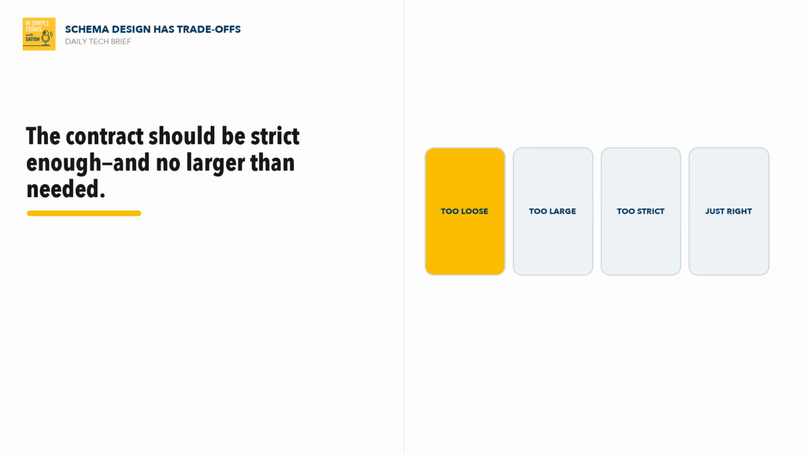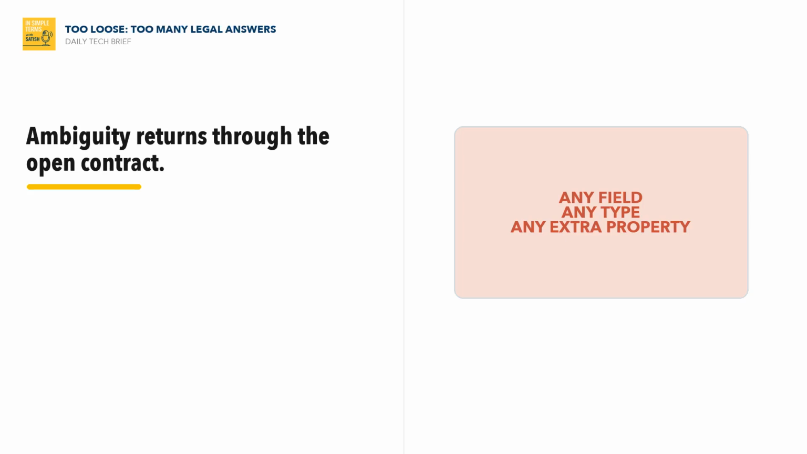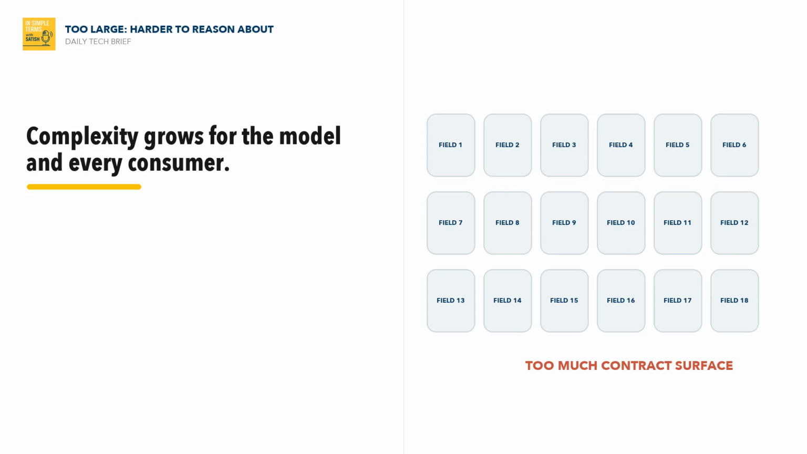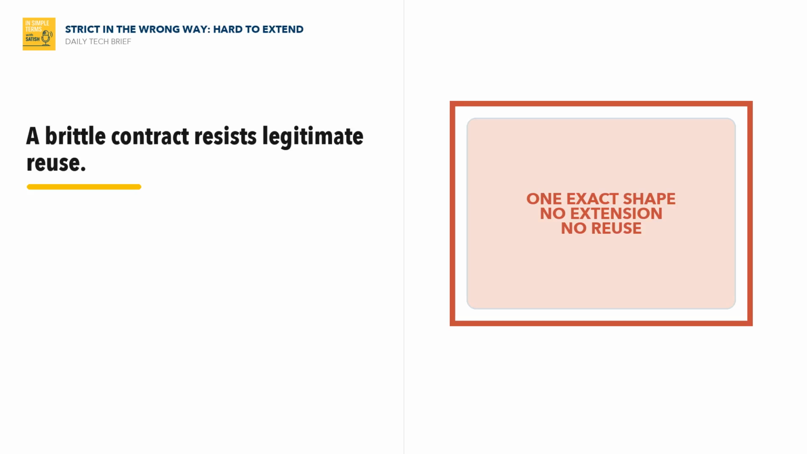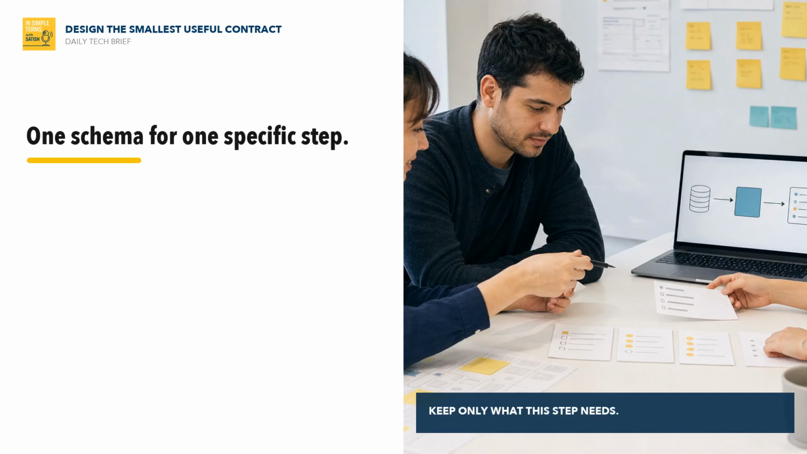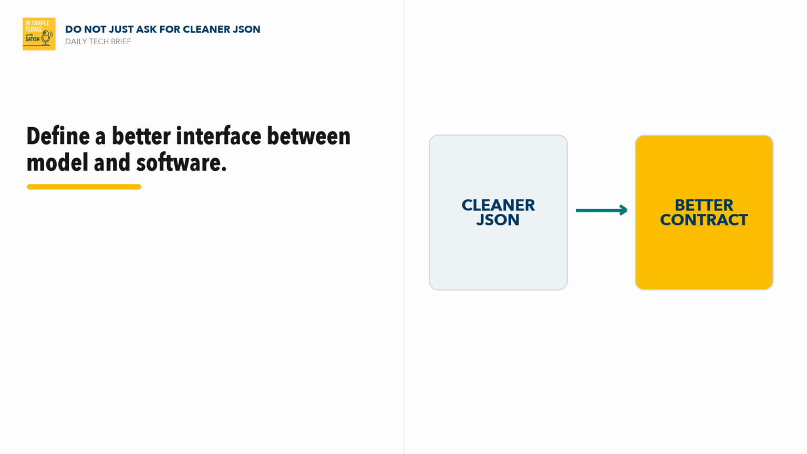There is also a design trade-off. If the schema is too loose, the model has too many legal ways to answer. If the schema is too large, the output becomes harder to reason about. If the schema is too strict in the wrong way, it can make extension or reuse harder. So builders need to design the smallest useful contract for the specific step. That is the real takeaway.